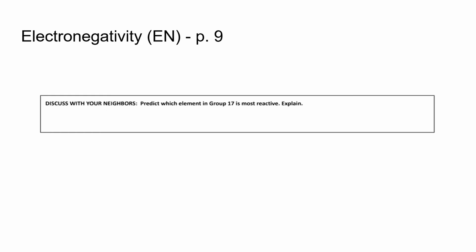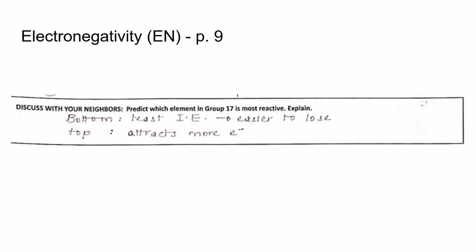Now pause the video again and think about which element in group 17 is the most reactive, and then also write down your reason for that. Now, we did discuss this a little while ago in class that fluorine is the most reactive in group 17.